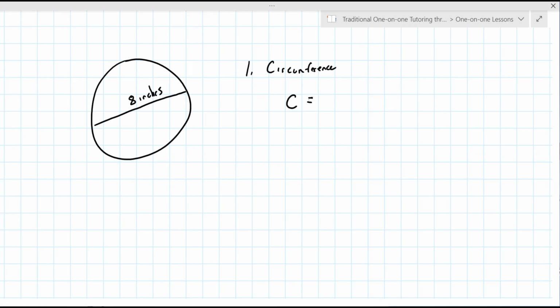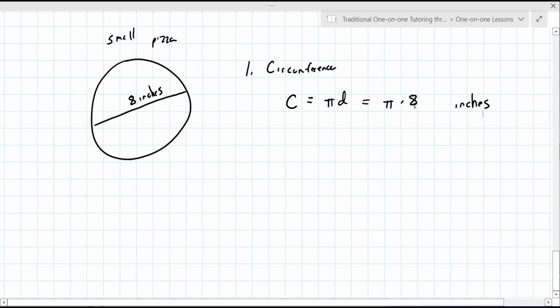C equals pi times d. Pi times diameter. Very good. Do we know the diameter of this small pizza? Yeah. What is the diameter then? The diameter for the small pizza is 8 inches. Okay, so it's pi times 8 inches.